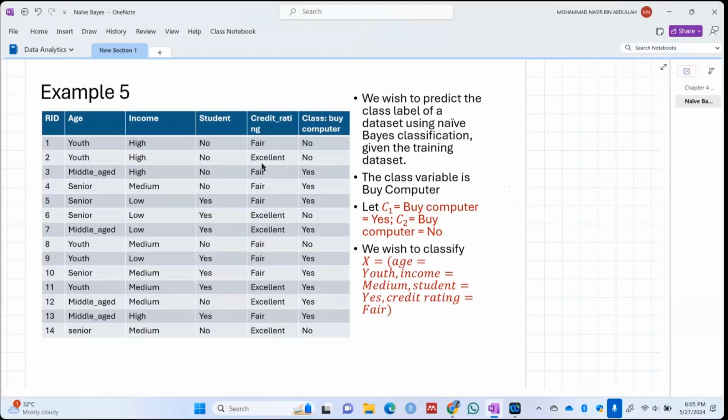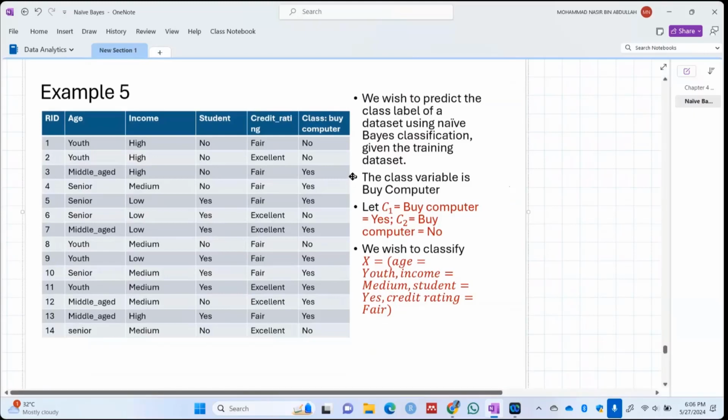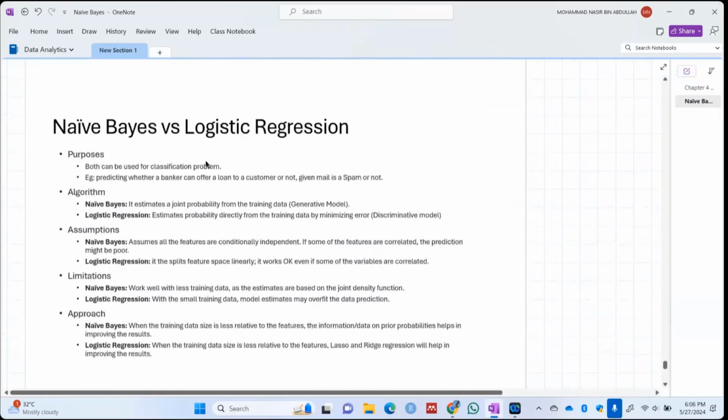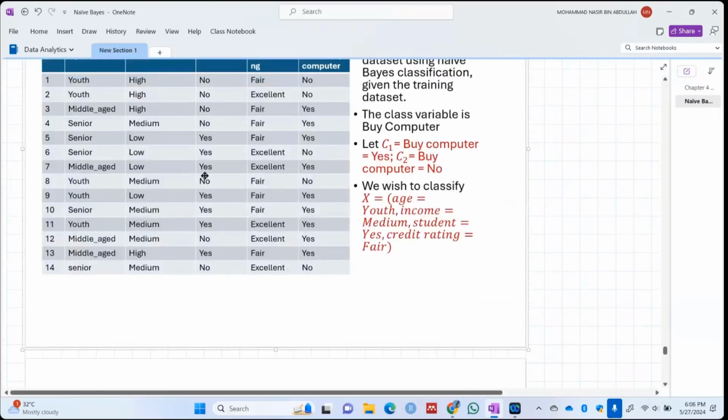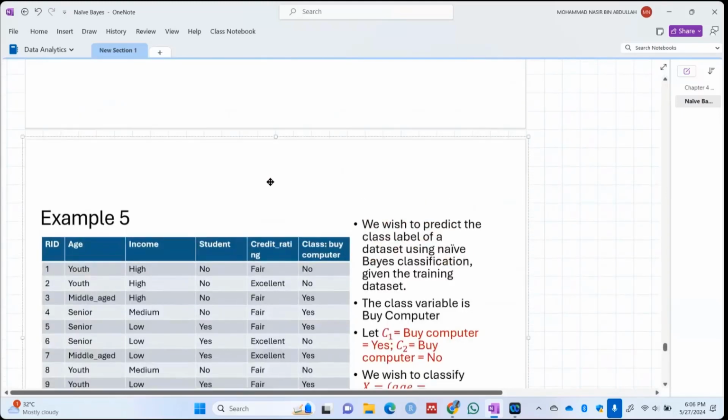Do you want me to show or do you want to do it by yourself? So basically that's it for naive Bayes. I think you can do it by yourself, example number 5. Or do you want me to show? Okay, let's look at this one, example number 5.